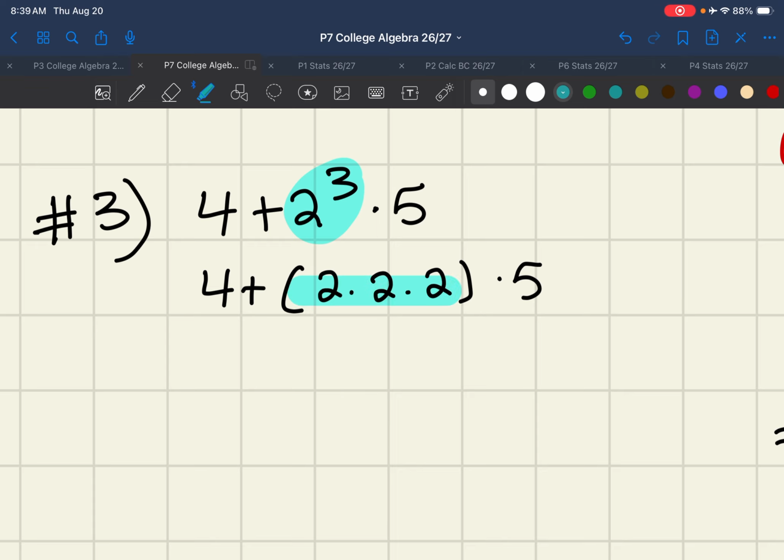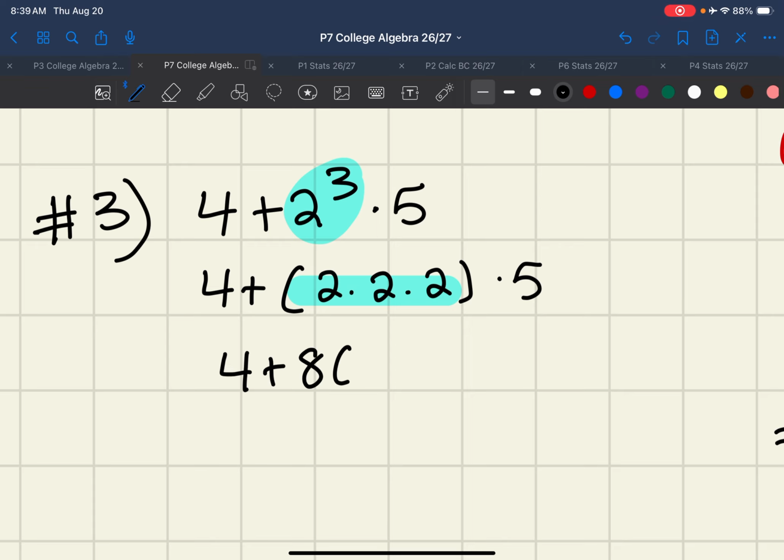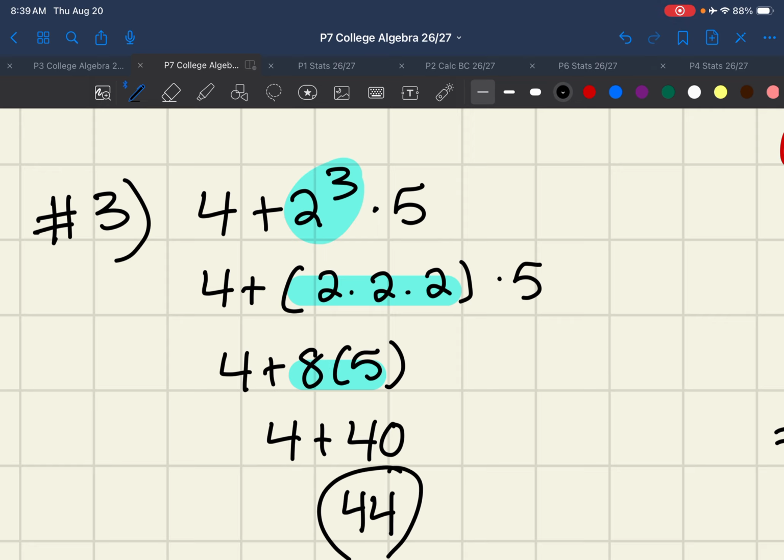So 2 times 2 is 4. 4 times 2 is 8. So 4 plus 8 times 5. Then I'm going to multiply 8 times 5, and I get 4 plus 40. And then adding that together, I get the answer of 44.